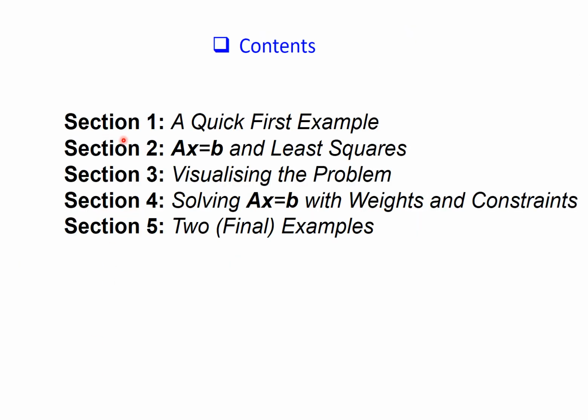So we're going to do in section 1 a very quick first example. We're then going to look at Ax equals b and the least squares problem. We look at some visualizations of the problem, which really helps you get a better understanding. We look at solving Ax equals b with weights and constraints, and then give 2 final examples. I'm just scratching the surface here, but as I say, the whole idea is to just give you a sort of basic understanding of the problem and some of the nomenclature. But this is just 1% of the tip of the iceberg.